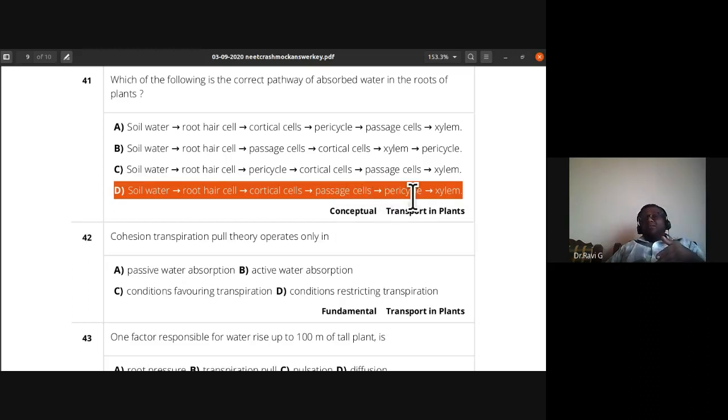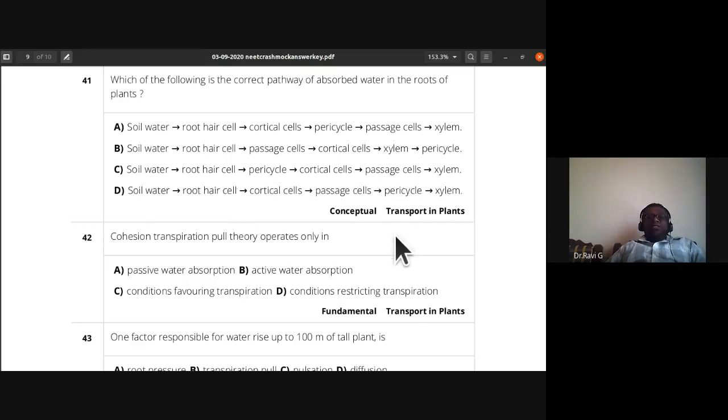After the passage cell is the pericycle, then finally it is the xylem. So 41st, D is the right answer. Soil water, root hair cell, cortical cells, passage cell, pericycle, and xylem. Okay, this is the correct choice.